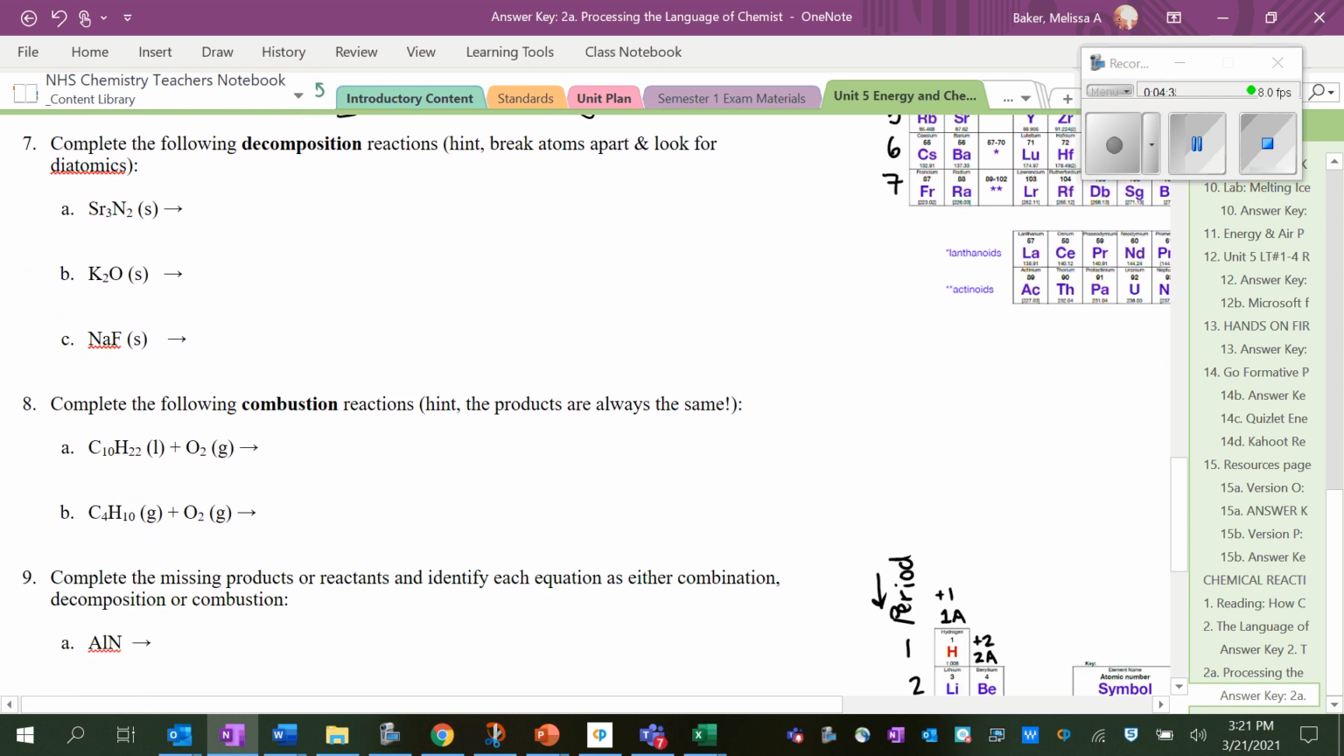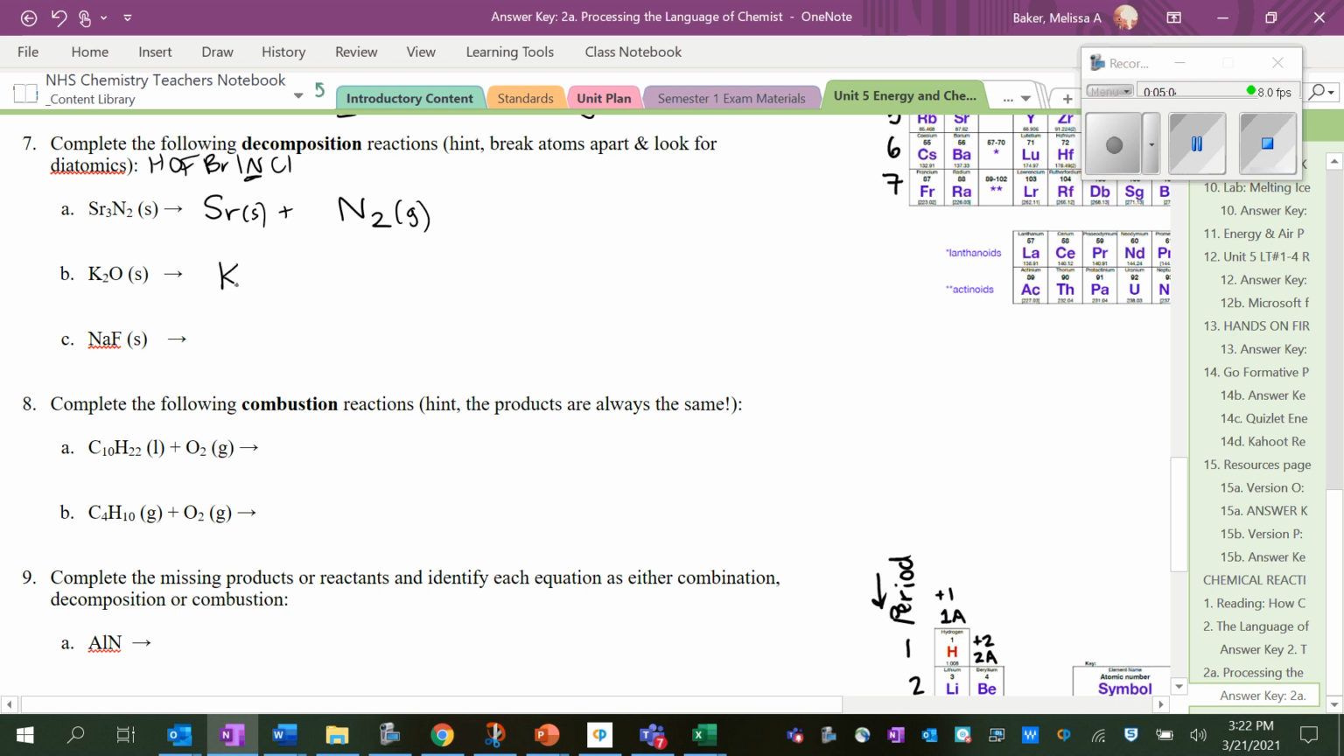Complete the following decomposition reactions. Hint, break the atoms apart and look for the diatomics. So only if they're in Hofbrinkel do they get a number. This first one, we've got Sr plus N2. Sr is a solid, that's a metal. N2 would be a gas. N is, of course, in Hofbrinkel. That's how I knew for it to have a 2.